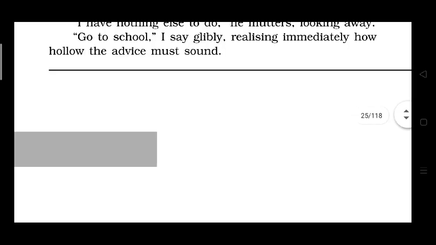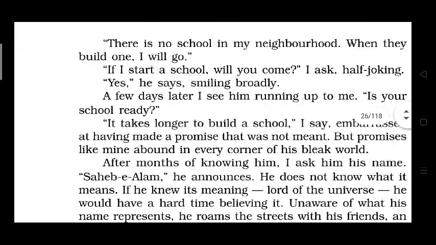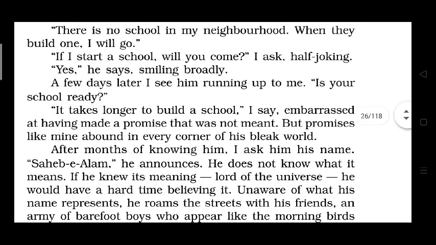That was not good advice for Sahib, definitely. But see, Sahib is interested. "There is no school in my neighborhood. When they build one, I'll go." He's interested in going to school. He wants to change his life.